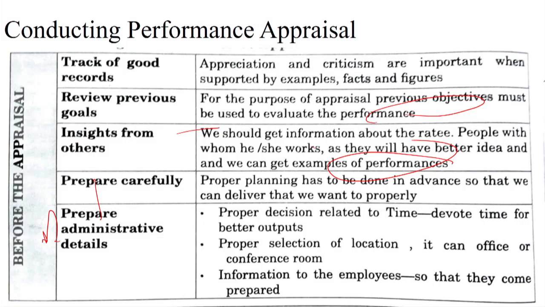Then we see that we prepare administrative detail. Before we go ahead with the planning, we have to understand that the administrative details have to be complete. For example, proper decision related to time, devoting time for a better output, proper selection of location, it can be a conference room, it can be an office, and information to the employees, so that they can come prepared.